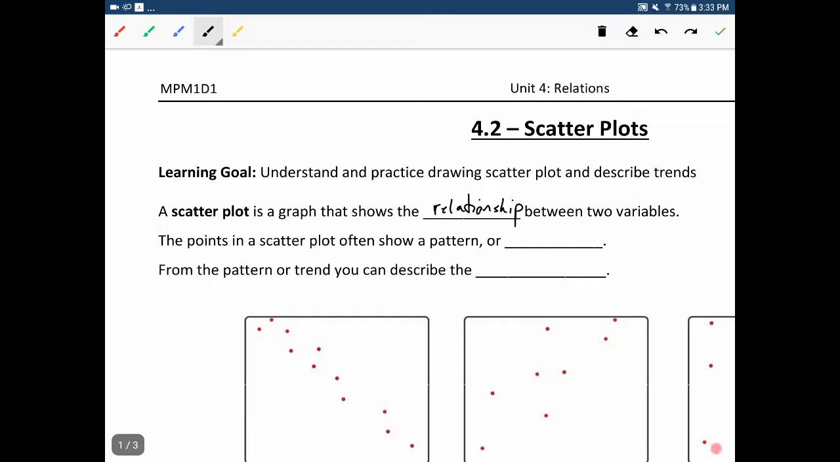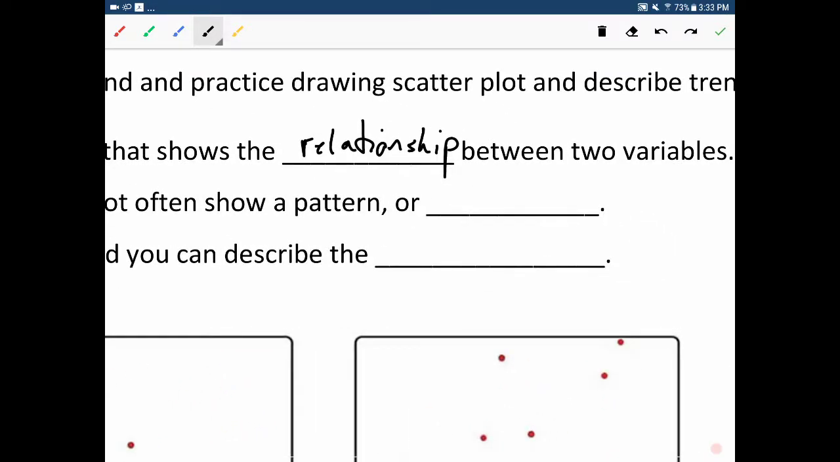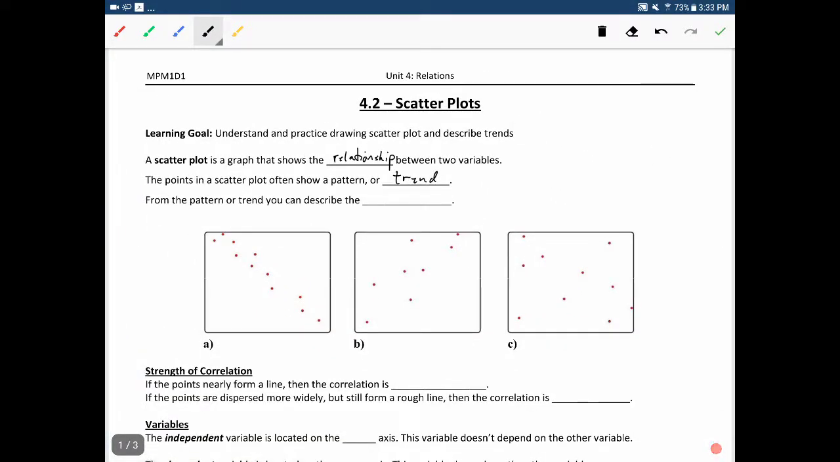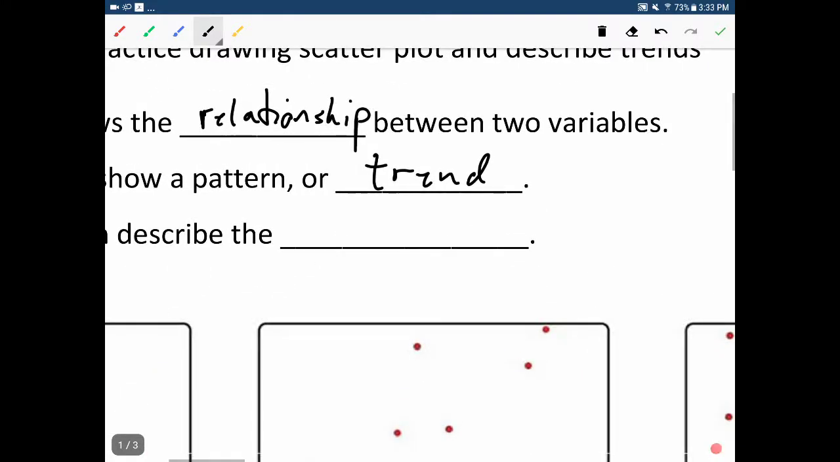A scatter plot is a graph that shows a relationship. The points in a scatter plot often will show a pattern, or what we usually call a trend. Using the pattern or trend, you can describe the relationship between the variables.